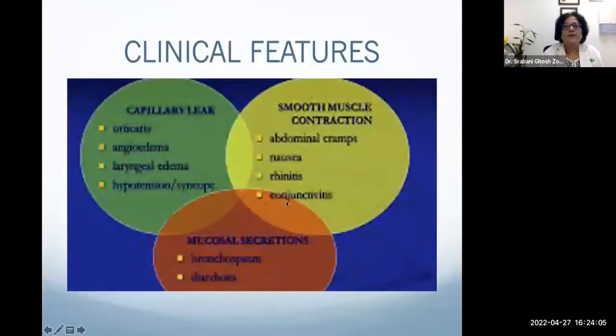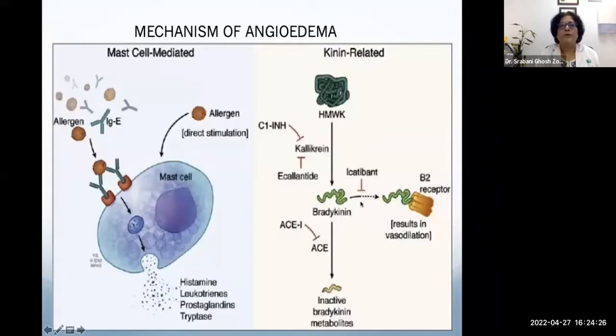So the clinical features: because of capillary leak, there's urticaria, angioedema, laryngeal edema, there can be hypotension, syncope. Due to smooth muscle contraction, you can have abdominal cramps, nausea, rhinitis, conjunctivitis, and because of mucosal secretion, they can develop bronchospasm and diarrhea. So if you look into the mechanism of angioedema, if it is mast cell mediated, there's release of histamine that can give rise to angioedema.